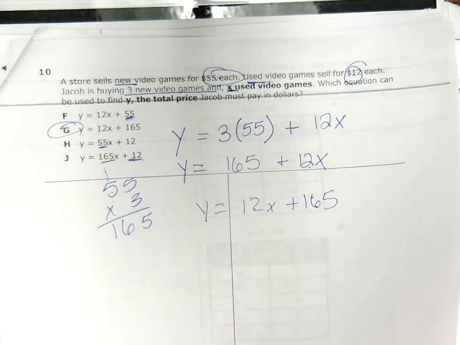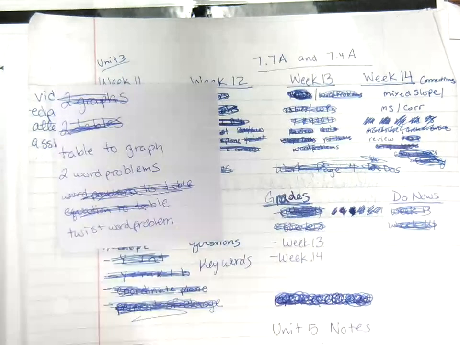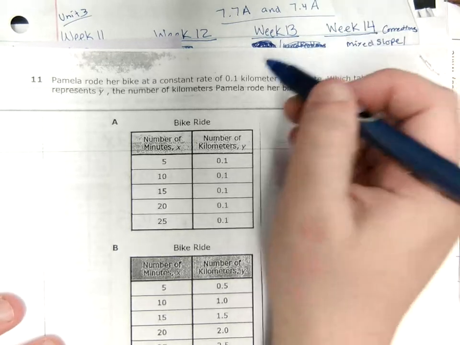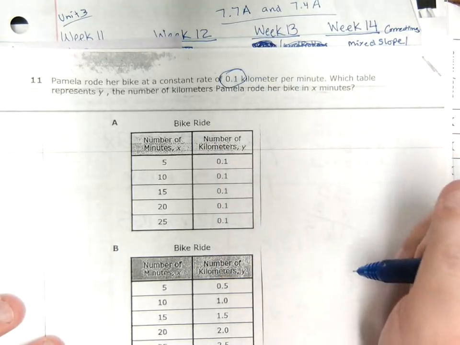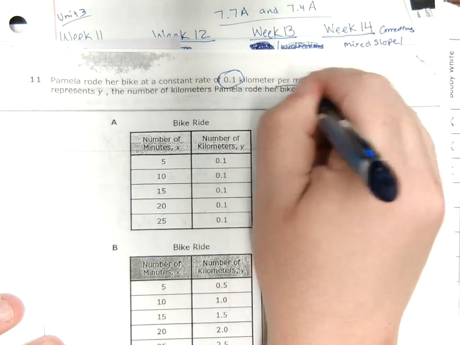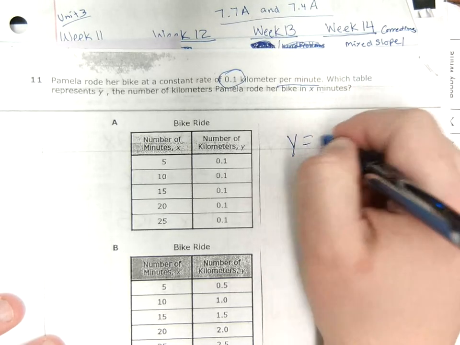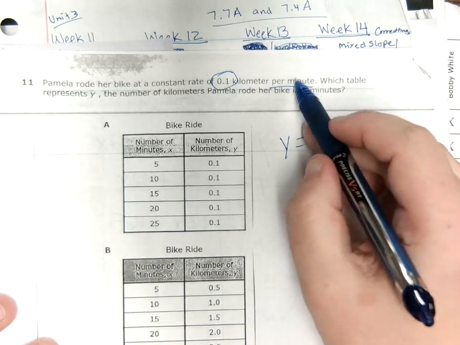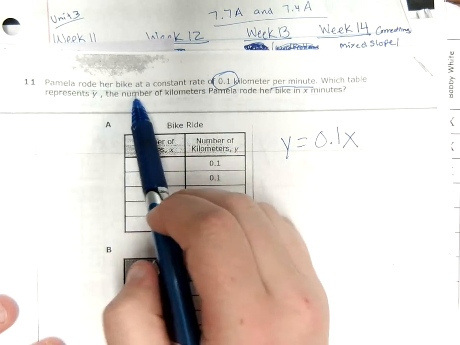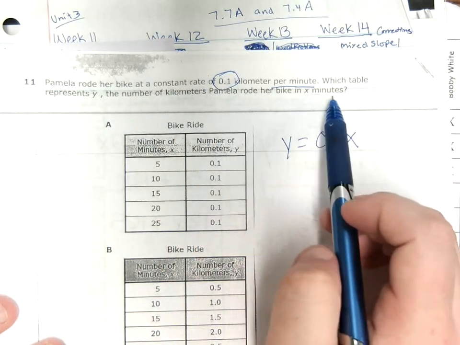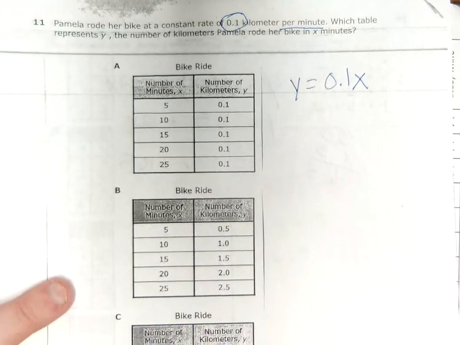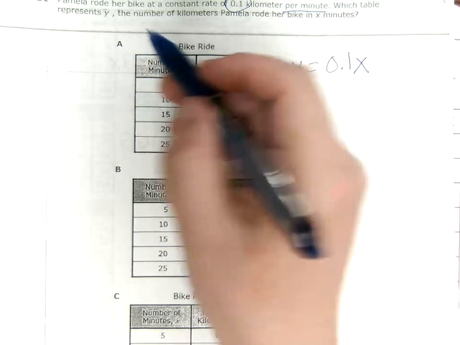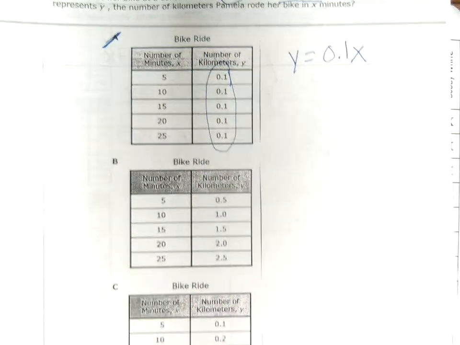Okay. And then the last one. Pamela rode her bike at a constant rate of 0.1 kilometers per minute. So every minute, so per minute. Okay, so every minute she rides 0.1 kilometers. So that's where the x goes, okay, because that says per minute. Which table represents y, the number of kilometers Pamela rode her bike in x minutes? Okay, remember what I told you? If you see it where all the numbers are the same on the y, it's not that one. So we should automatically cross that one out.